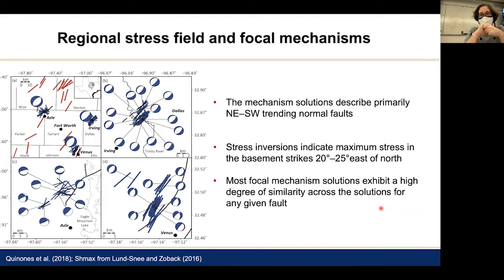What we see is primarily northeast-southwest trending normal faults, with maximum stress in the basement at about 20 to 25 degrees east of north. The most interesting thing about some of these focal mechanisms is how similar they are. There's not actually a lot of focal mechanism variability. In some sense, these earthquakes are really boring.